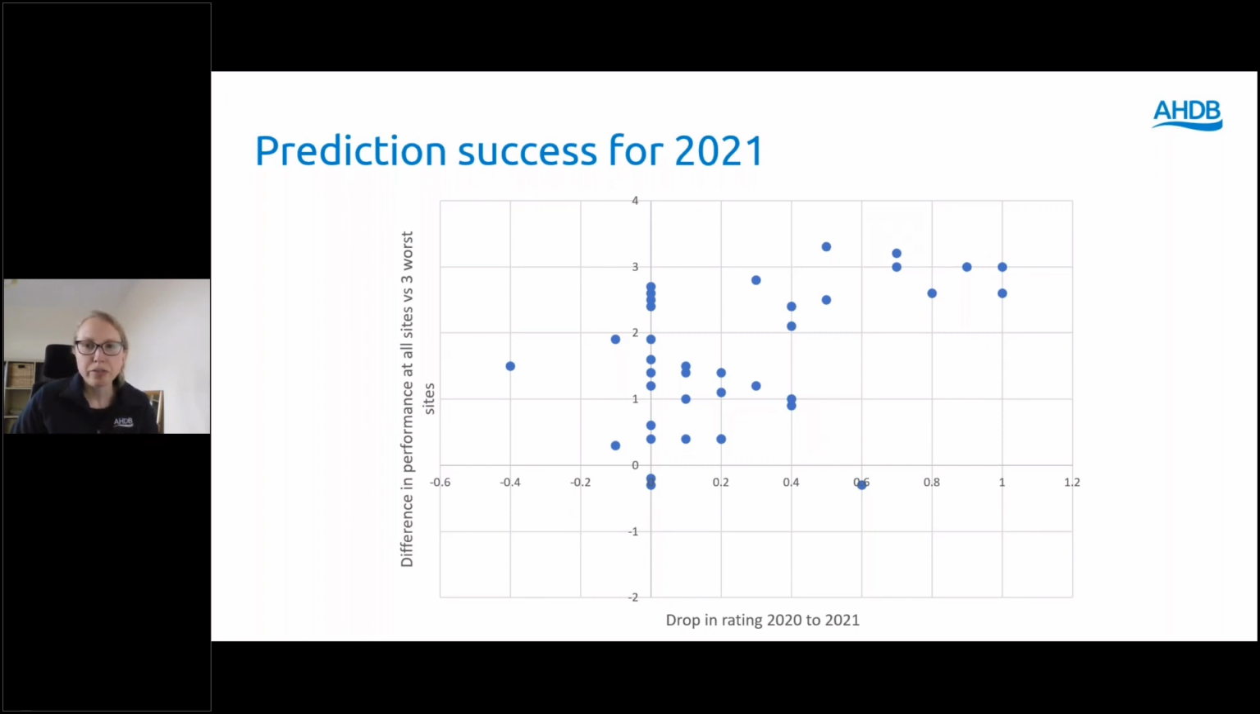So a smaller difference on the y-axis shows the varieties performing consistently and as expected across all sites, whereas a larger difference shows that the varieties are performing worse than average at between 1 to 3 sites. So a larger number on the y-axis shows a potential breakdown.